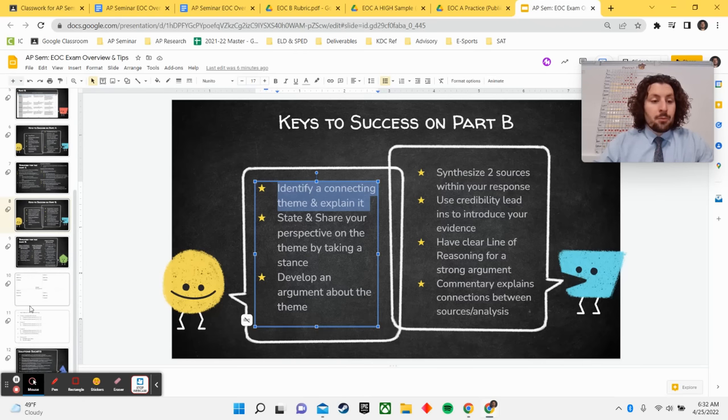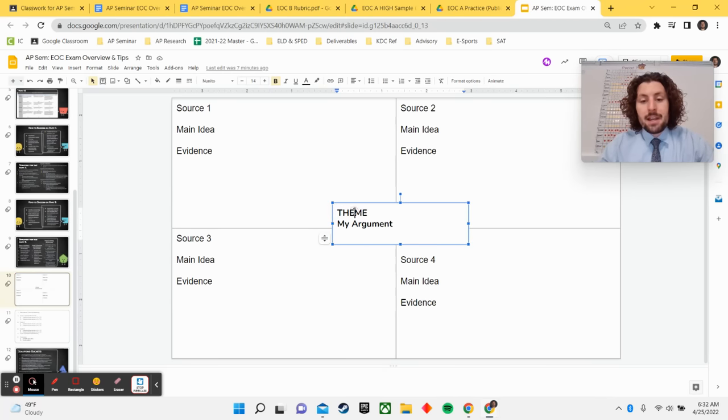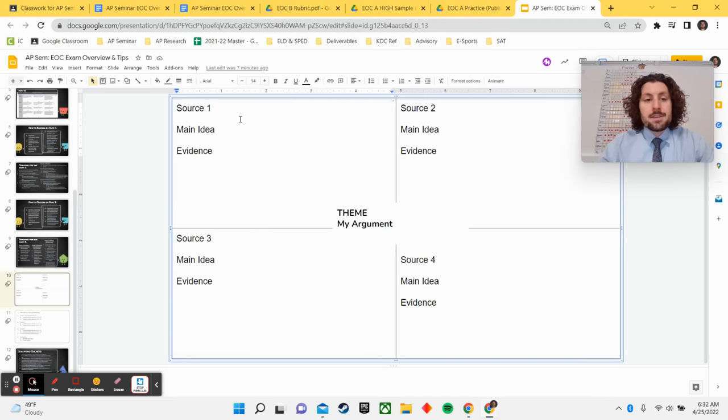So a good recommendation for how to do that is just take a scratch piece of paper, as you can see here. Write out each source in a corner or in a quadrant of the paper. Write down the main idea and any evidence that you see that you think is relevant. And then in the center, you can write the theme and you can kind of form what your argument's going to be.